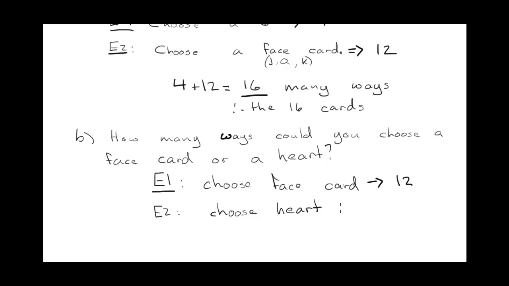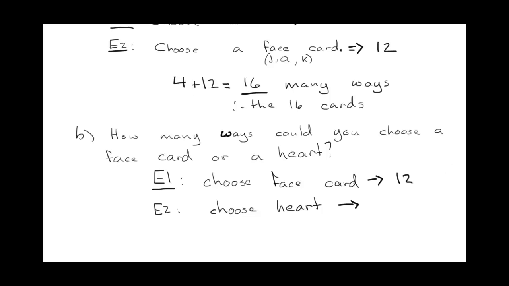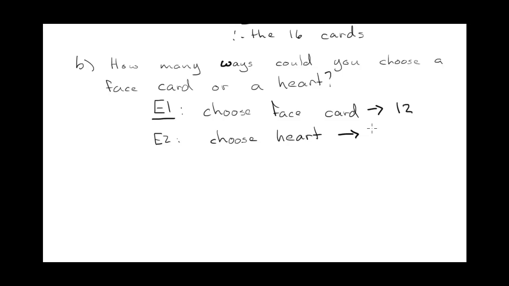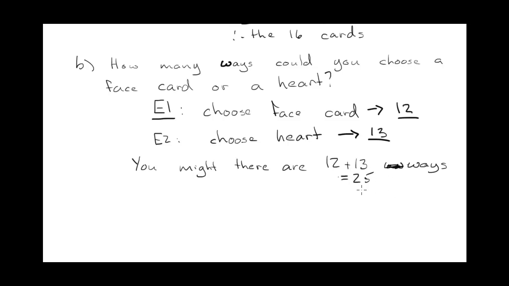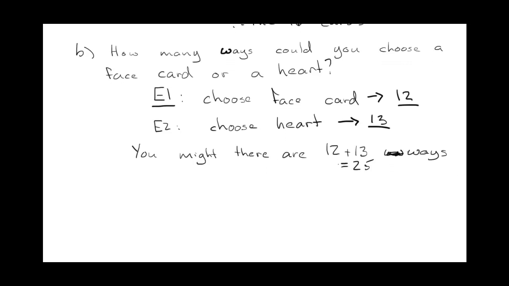Well, we said in the last example there was 12. How many hearts are there? There's 52 cards in the deck, 4 suits. 52 divided by 4, there's 13 hearts. So you might say there are 12 plus 13 ways, which is 25 ways. So you might think there's 25 ways you could choose a face card or a heart, but you would be wrong. And the question is, why are you wrong?